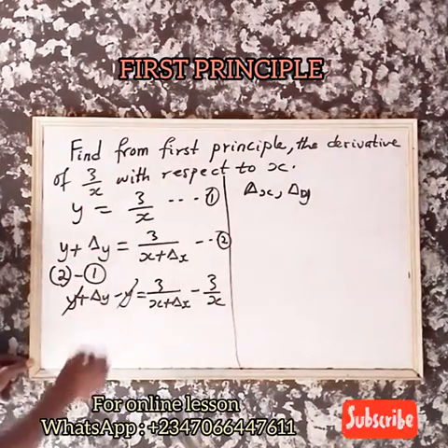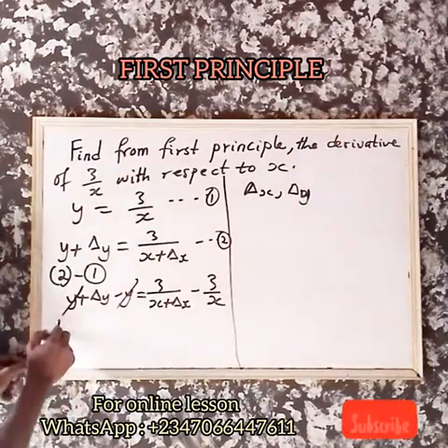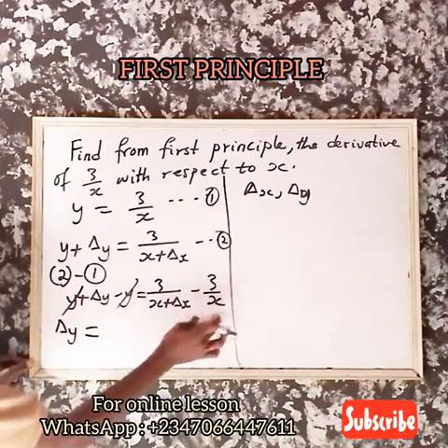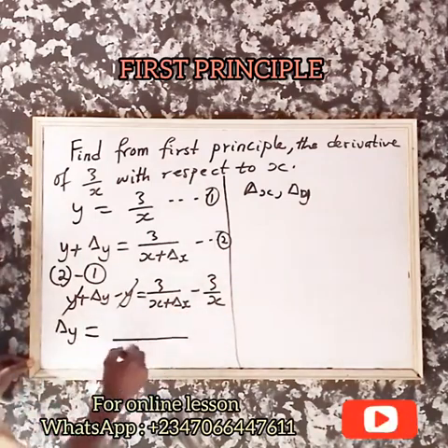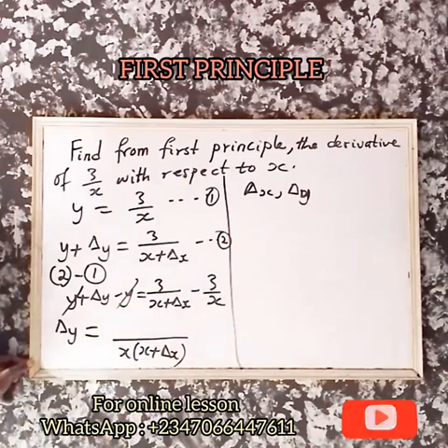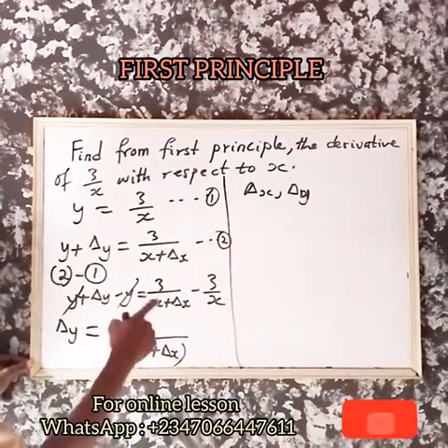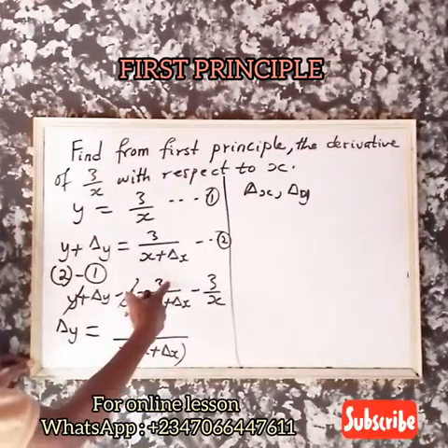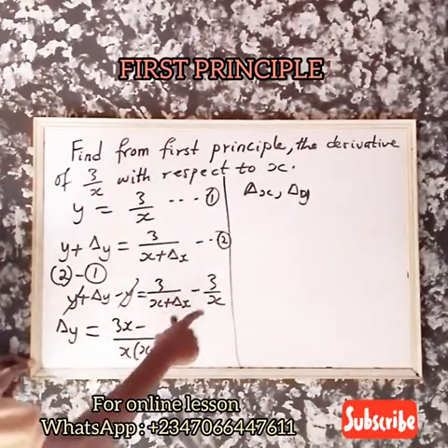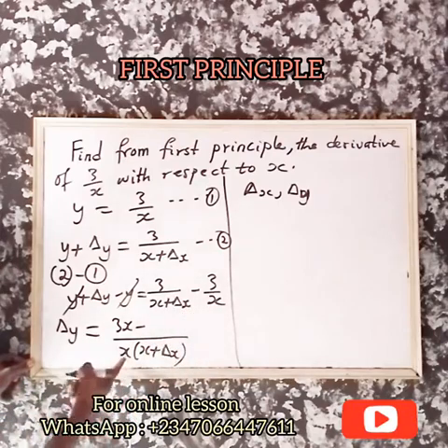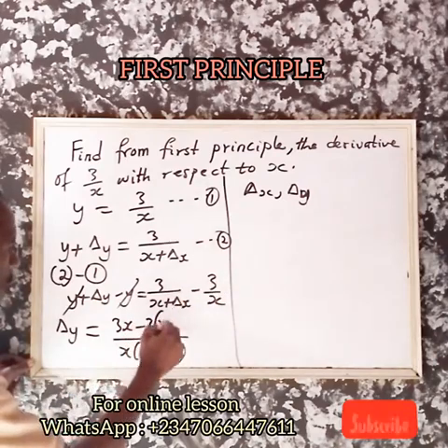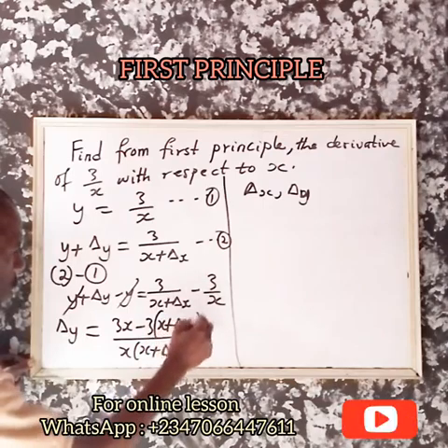So here the y and y can go, so that we have delta y equal to, let's find the LCM of this denominator. The LCM there is x multiplied by x plus delta x. Now let us carry out the division. So x goes into this, multiplied by 3 gives 3x, then minus because of this minus here. Then x plus delta x goes into this, multiplied by 3 gives 3 into x plus delta x.